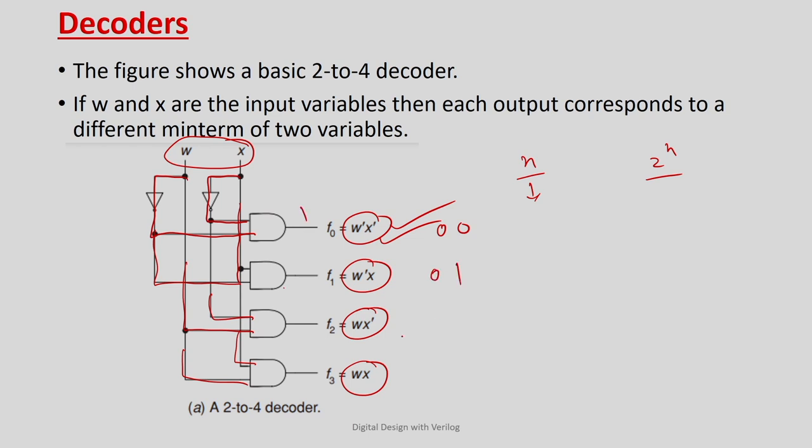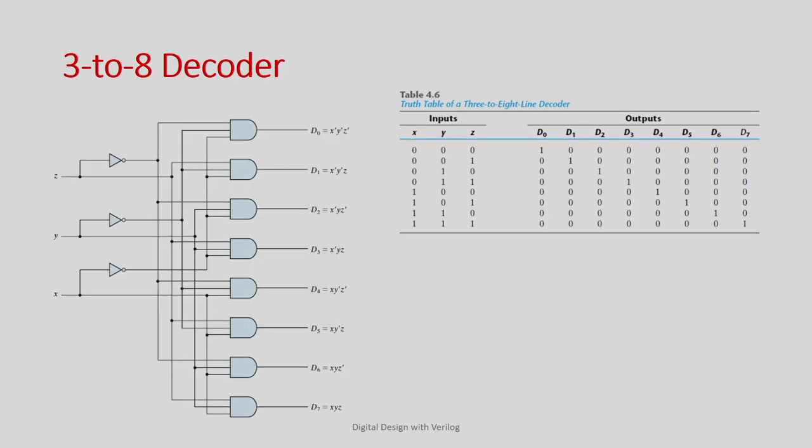If it is 0 1, then this will be 1. If it is 1 0, this will be 1, and if it is 1 1, then this will be 1. Effectively, only one of the outputs will be 1 at a time. You cannot have a scenario where more than one output is 1 for a given input, because it just encodes the min terms, right. So, this is quite simple.